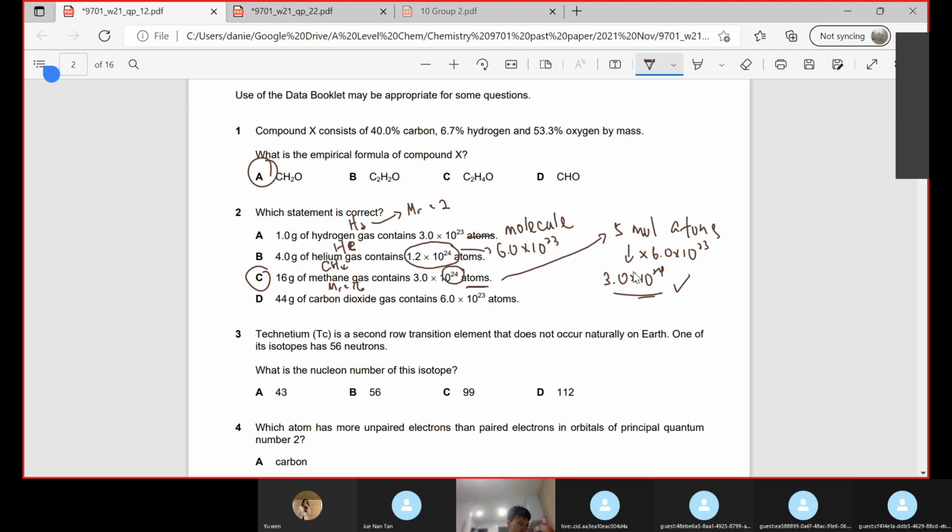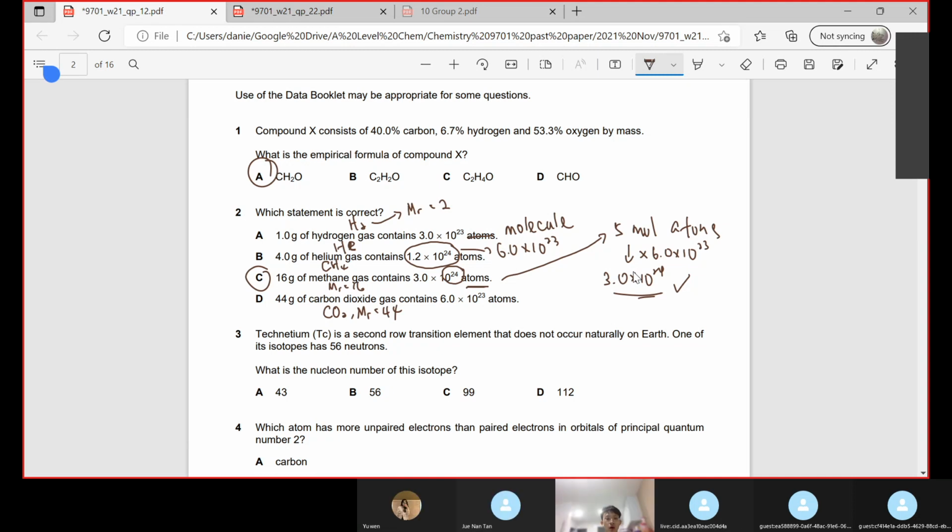D, 44 grams of CO2. The relative molecular mass of CO2 is 44. So 44 divided by 44 gives 1 mole of molecules. So here it should be molecules, not atoms.